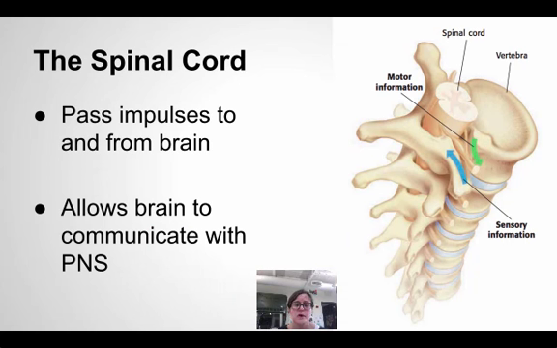And so the brain is one part of your central nervous system, and it connects to the spinal cord. The spinal cord is the other part of your central nervous system. The spinal cord is a bundle of nerves about as thick as your thumb, and it is very well protected by vertebra. The spinal cord passes impulses, so passes electric messages to the brain and then from the brain. It allows the brain to communicate with the peripheral nervous system. Sensory information goes into the spinal cord and up to the brain, and then the brain sends motor information out through the spinal cord and to the peripheral nervous system.